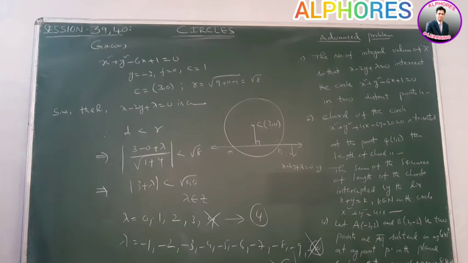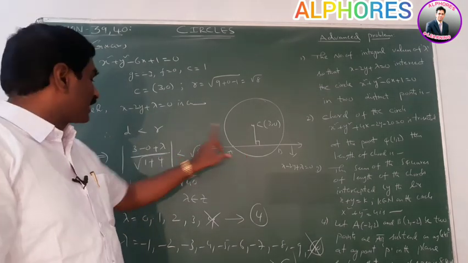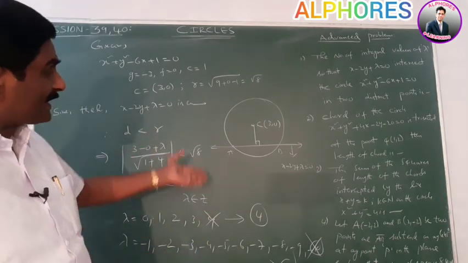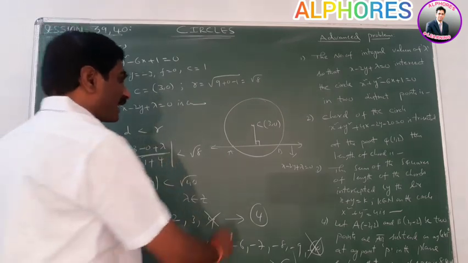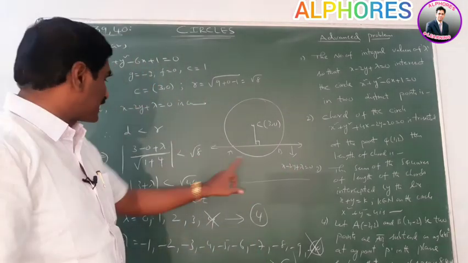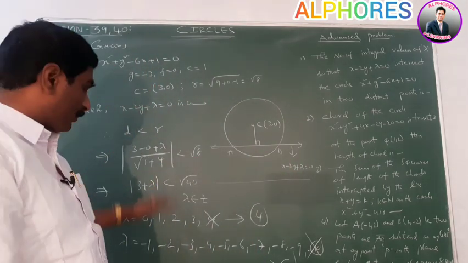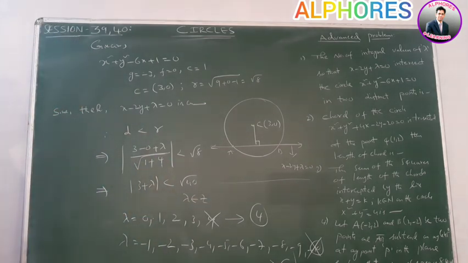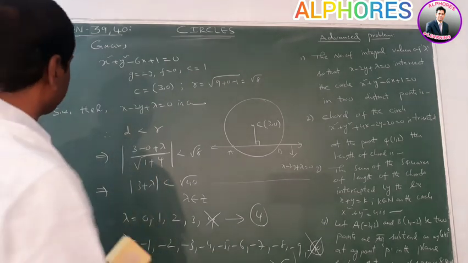In the same way, if the line touches the circle, we consider r is equal to d. Then find the possible values of lambda. Suppose this line neither touches nor intersects. What is the condition? Neither touch nor intersect means d greater than r. Find the possible values of integral lambda. Okay. Next, second one.